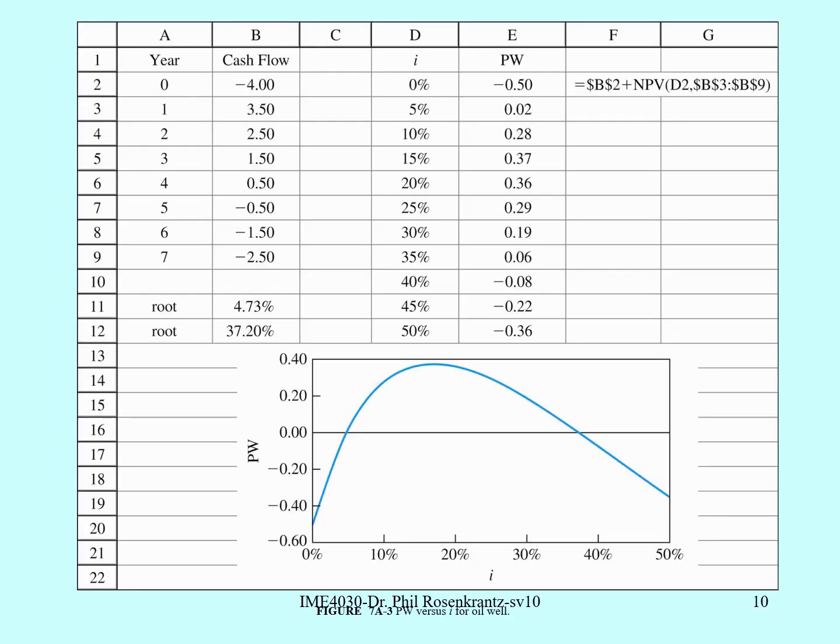This series of cash flows, if we simply solve for the interest rates that make the net present worth equation equal to 0, we get the two real roots of 4.73% and 37.2%, neither of which is realistic or useful.